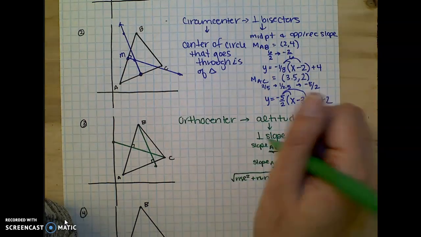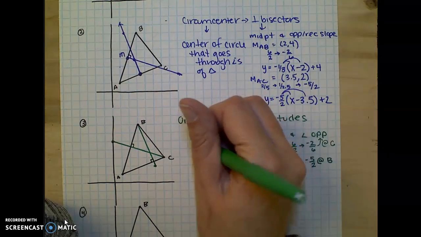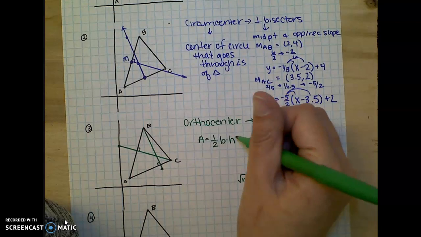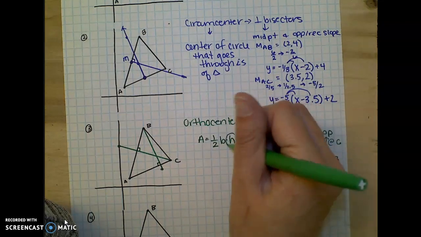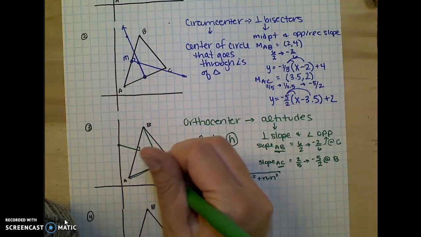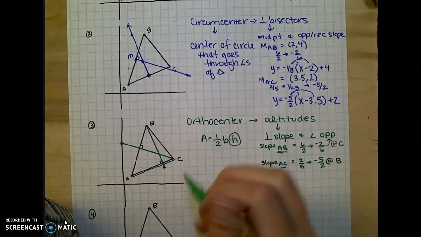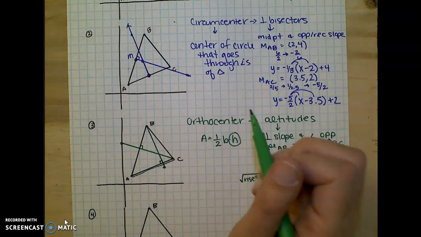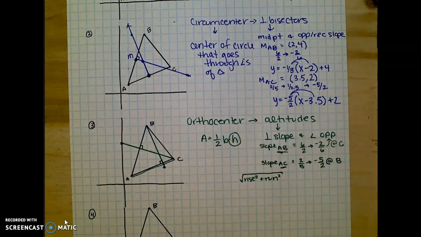The reason that we might need an altitude, though, is I might need it to find the area of a triangle, because an altitude is a height. So here, this altitude goes with this base, or that first altitude goes with base AB. But either way, the area of the triangle is consistent no matter which height you use.